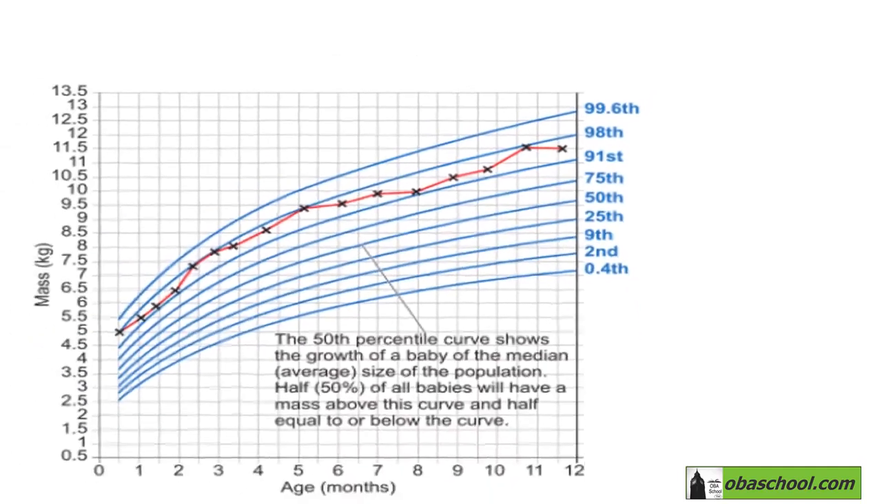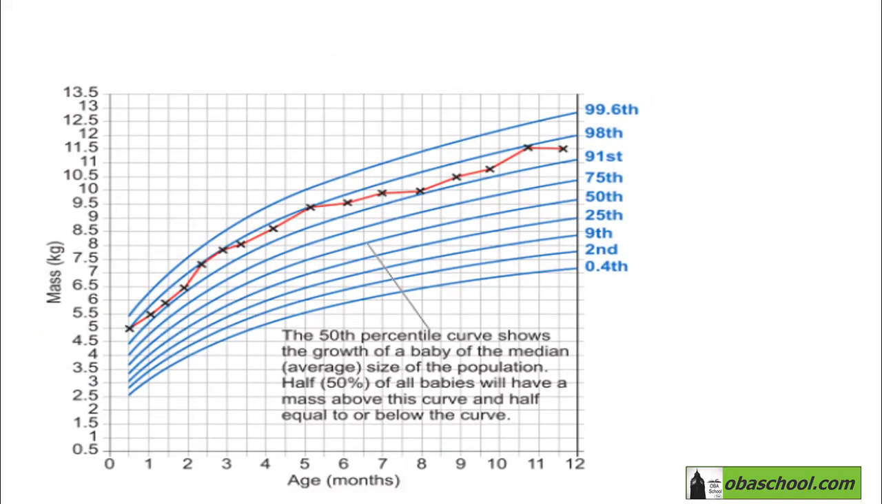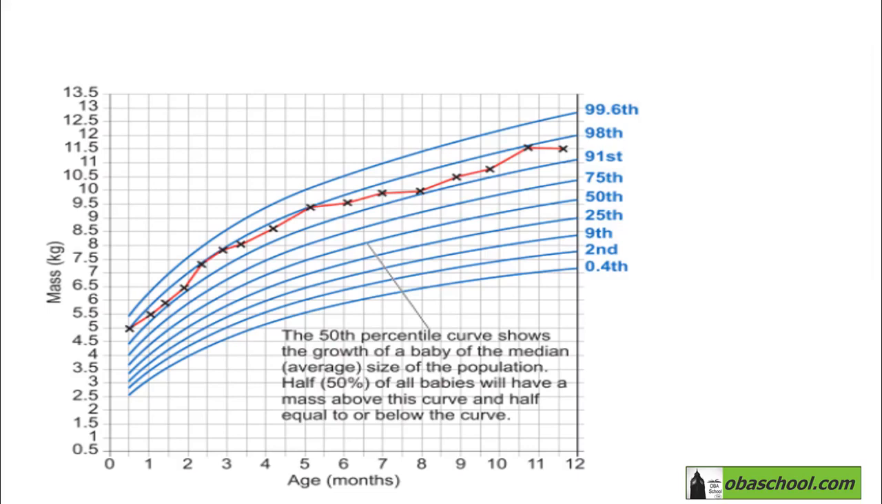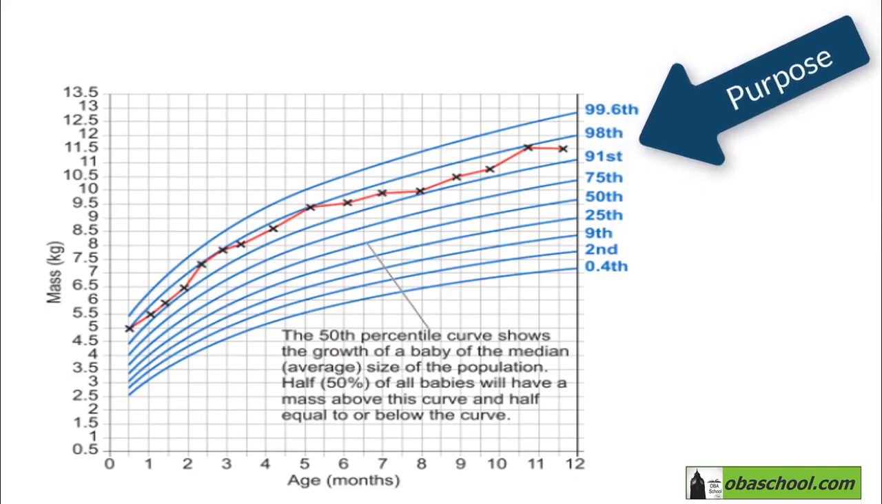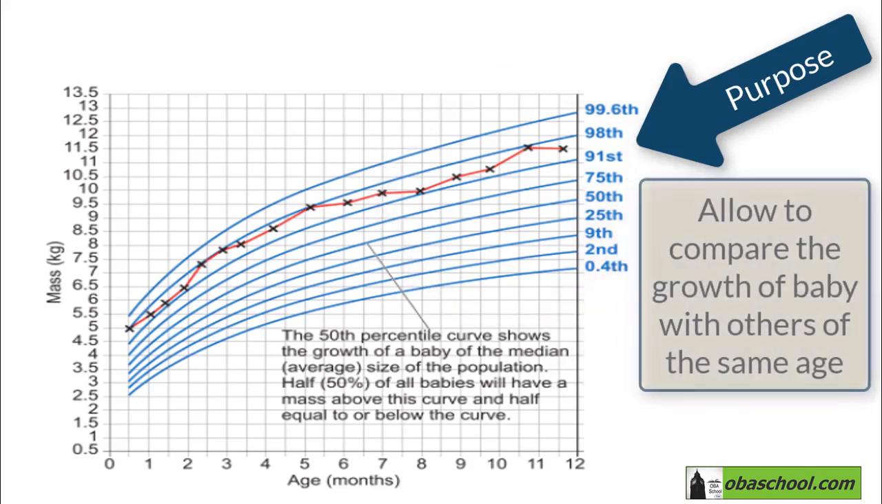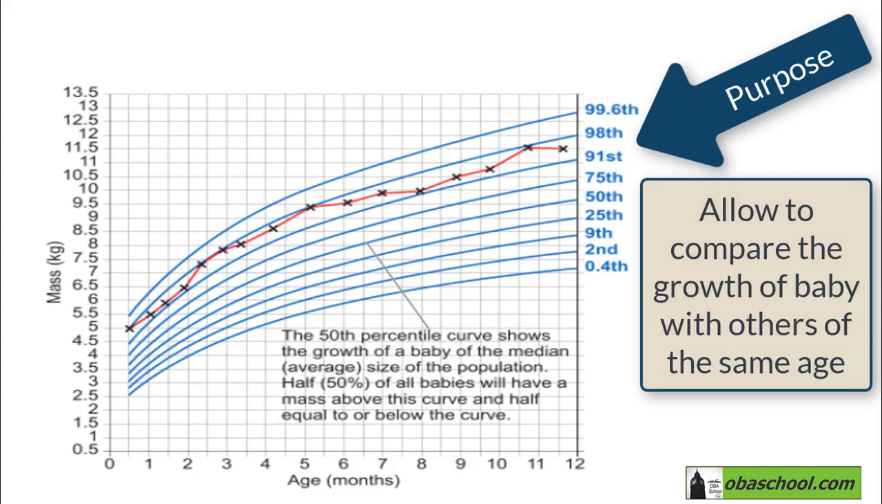We will explain in detail how we can detect if the baby's growth rate is normal or abnormal. Before we start discussing how to read the graph in detail, it's good to know the purpose of all these curves or bands. These curves or bands in blue allow us to compare how well the baby is growing in comparison to others of the same age.